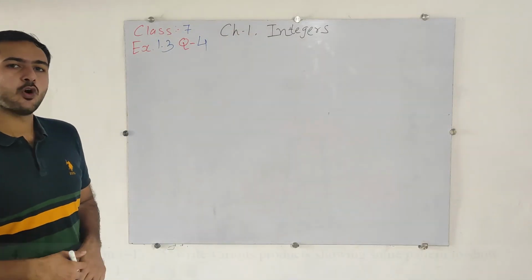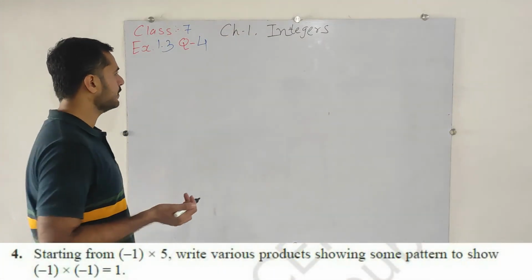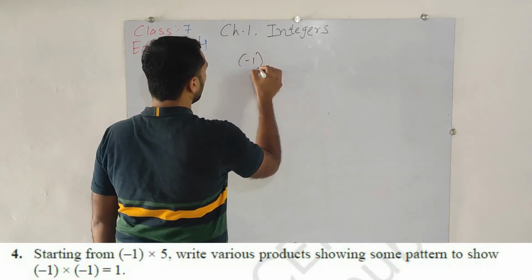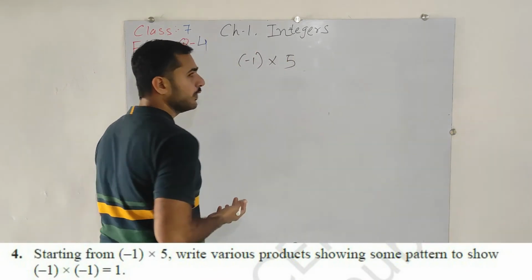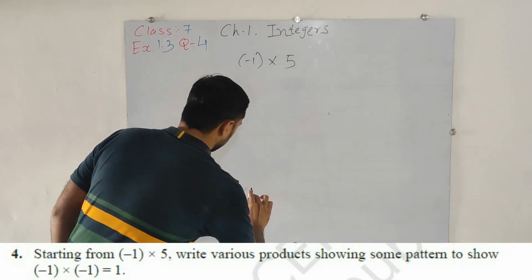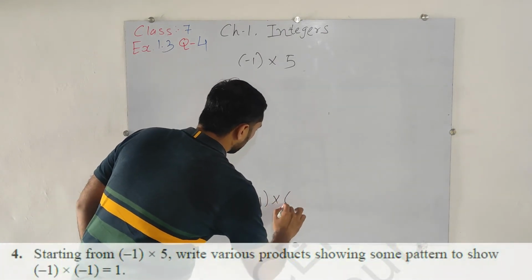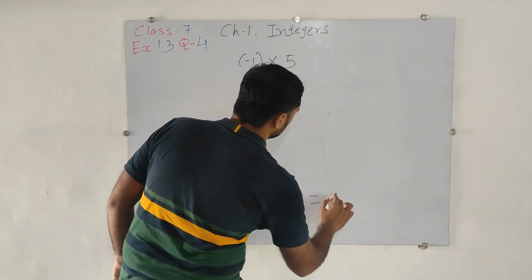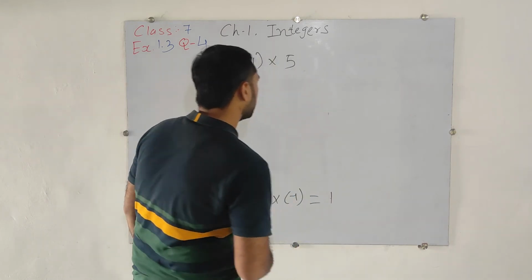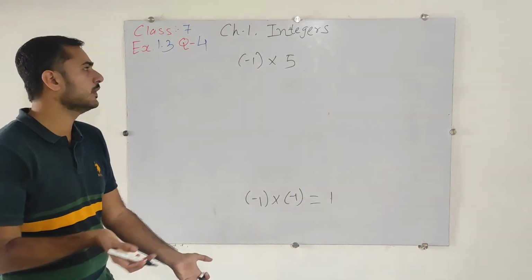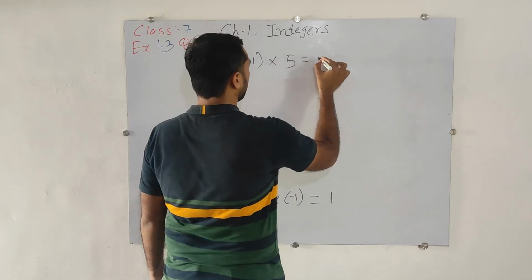In question number 4, we have to prepare a pattern. We just have to start with minus 1 into 5 and go till minus 1 into minus 1, which is equal to plus 1. We have to create this pattern. How will we do it? Here minus 1 into 5 is minus 5.